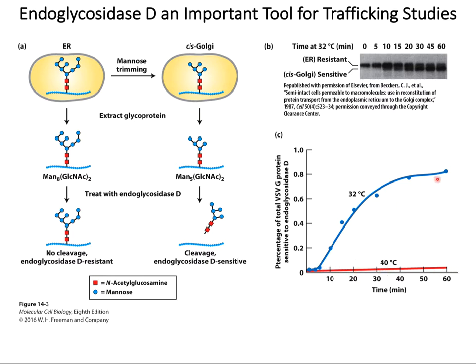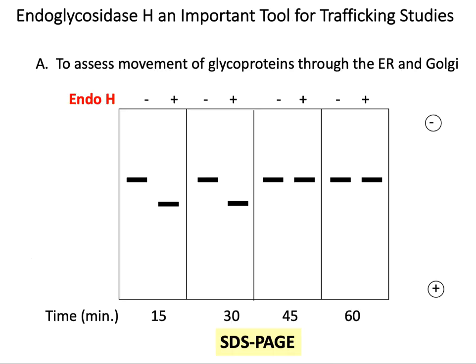But at 32 degrees Celsius, most protein moved from the ER to the cis Golgi, and most of the proteins were modified in approximately the 30 to 40 minute range. And that's why it is plateauing off.